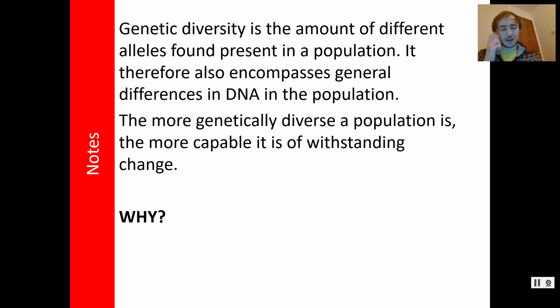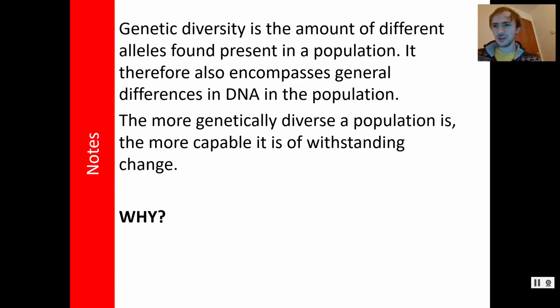And then the second bit is the answer to the second question. The more genetically diverse a population is, the more capable it is of withstanding change. And by change, what I mean is environmental change. So increased or decreased water availability, temperature changes, decreases in nutrients or food, changes in the environment, natural disasters, even things like new predators and new competitors. So changes that are going to affect the likelihood of things to survive. But why would that be?